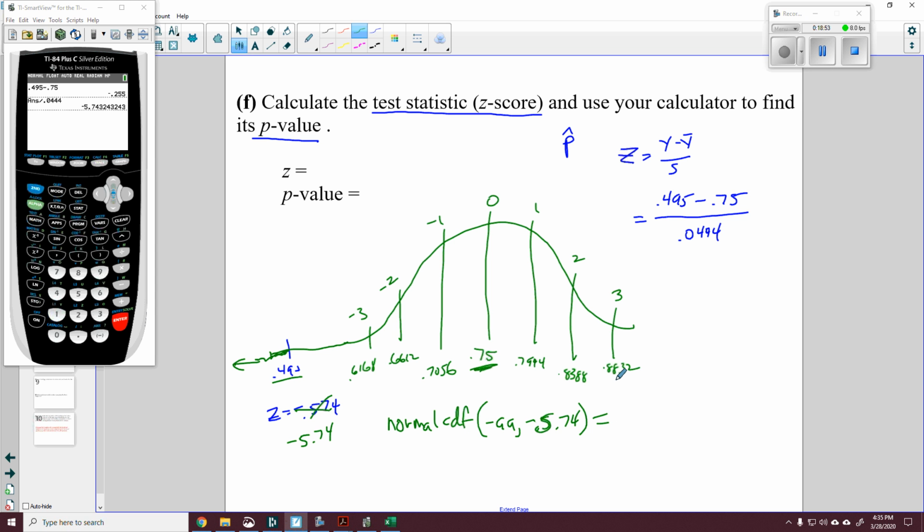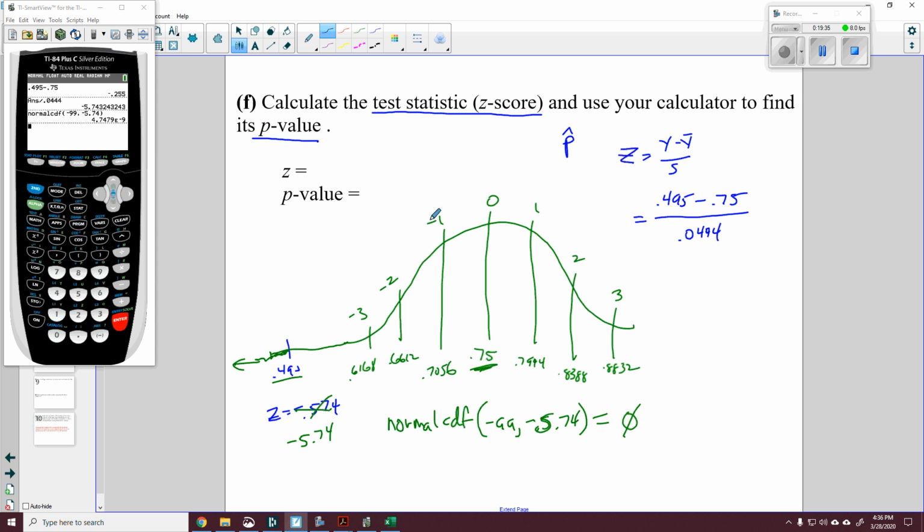So that tells me the area under the curve, let's just do it on the calculator. Distribution, normal CDF, negative 99, comma, negative 5.74. Wow, that's a number. I have this e to the negative 9. That means I have to move this decimal point over 9 spots. That is essentially an area under the curve of 0. Wow, that's almost nothing.